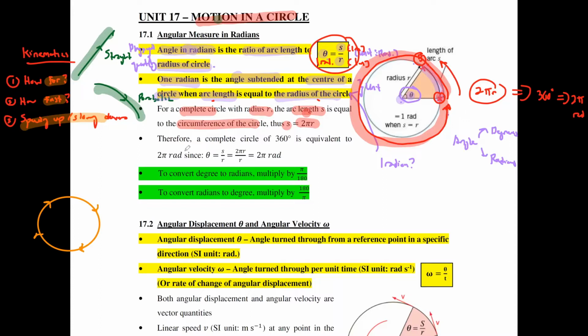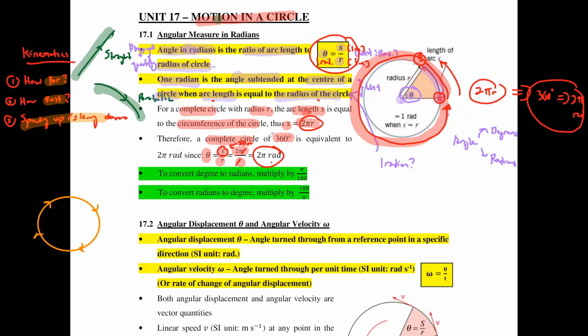Because you see, we know that angle in radians is arc length divided by radius, right? When you have a full complete circle of 360 degrees, your arc length is actually the circumference of your circle. Okay, it's 2 pi r. So 2 pi r divided by r, the r will cancel each other off, eventually giving you 2 pi radians. Okay, that's why we can say that 360 degrees is actually equivalent to 2 pi radians. Okay, so that is one thing to note.